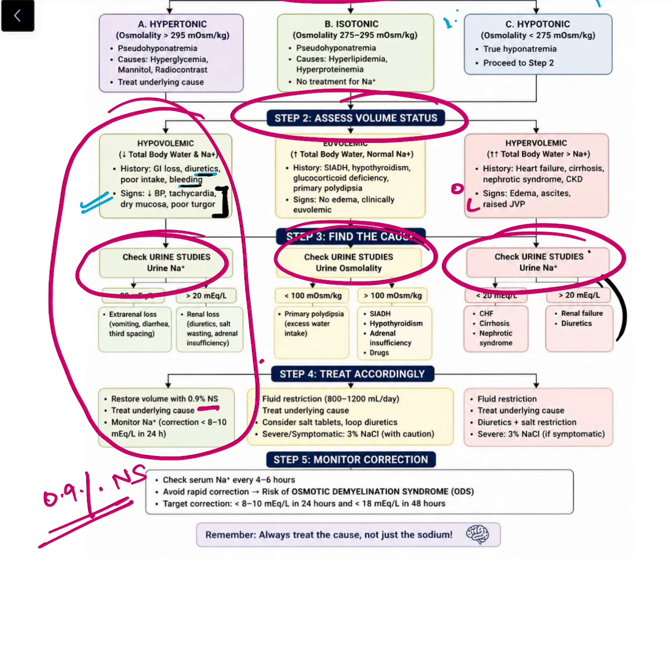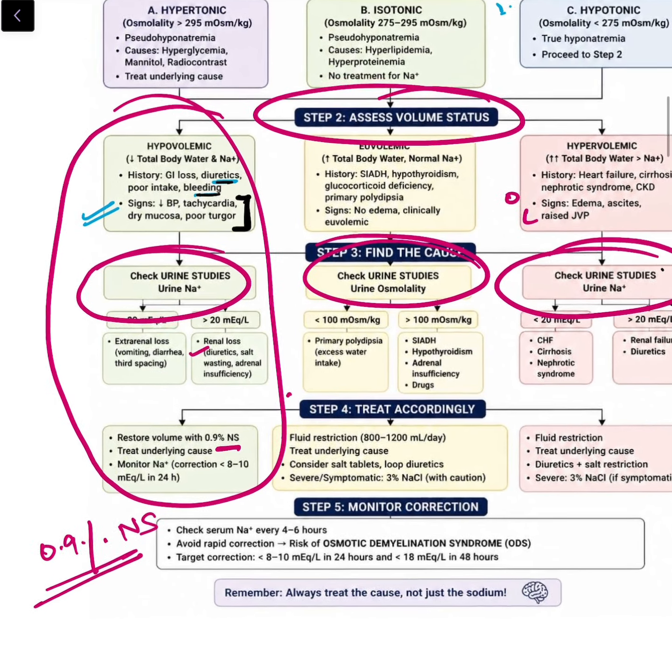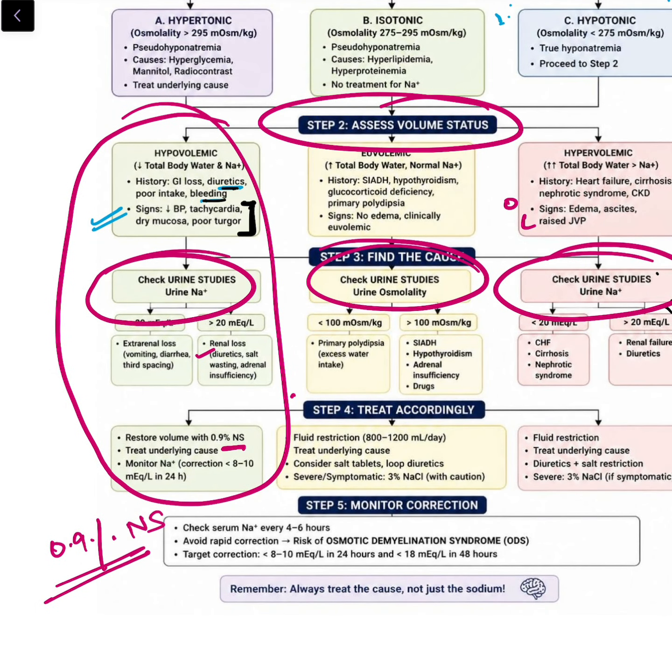You are treating the underlying cause. If the patient is taking a diuretic, you will reduce the dose. If the patient is having vomiting or diarrhea, you will treat the underlying cause of those, right? You will monitor the sodium, and that correction should be less than 8 to 10 milliequivalents per liter in 24 hours because of the risk of osmotic demyelination syndrome. 8 to 10 in the 24 hours.